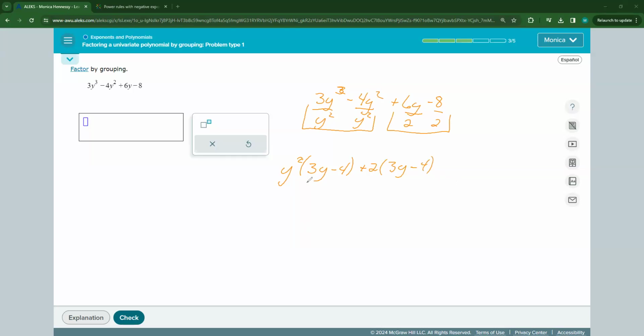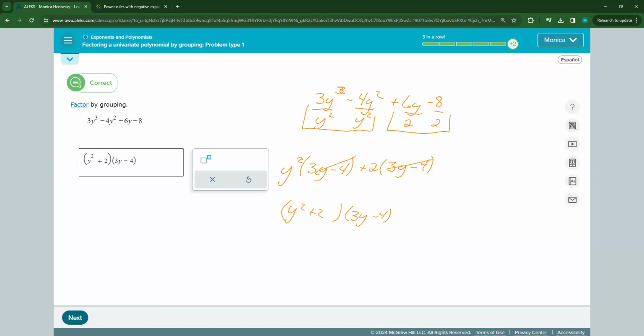Looking at my parentheses, they are the same. I'm going to write them this time at the end, just because I can. So that's coming out, and what is going to be left is y squared plus 2. And I can type that all in, and we should be good to go to the next problem. Squared plus 2. 3y minus 4. And there we go. We are ready to go to the next video.